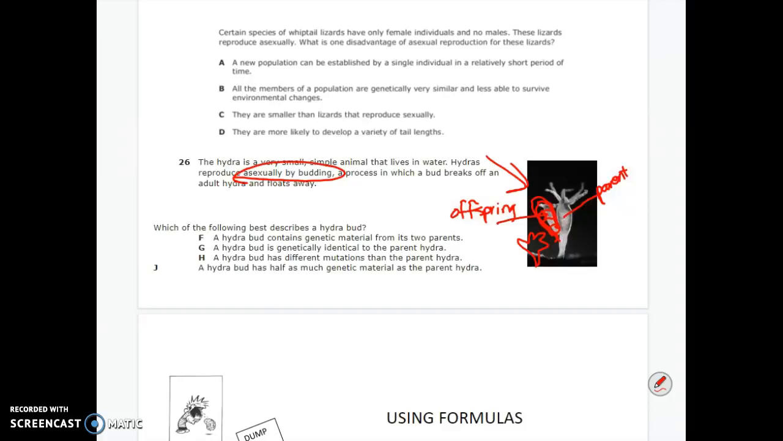It will eventually detach itself, and it will look just like the parent, 100% identical. So which of the following best describes a hydrobud? Well, we know it's asexual, so does it contain genetic material from two parents? No, one parent, so F is wrong. A hydrobud is genetically identical to the parent hydra.